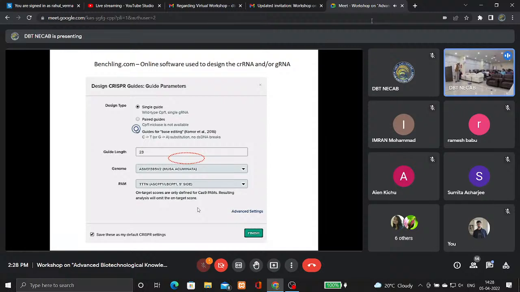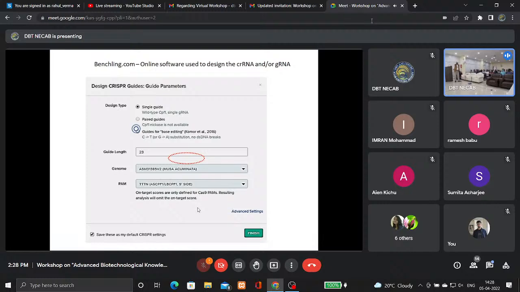And what is the genome I'm going to search? The genome which I'm going to search is Musa acuminata, because once you design a guide RNA, this guide RNA of 23 nucleotides can go and bind anywhere in your whole genome. And wherever it goes, it is going to knock out, or there will be a lot of off-target effects. Some very important function genes can be deleted or mutated. That is why we have to be very careful when we design the guide RNA.